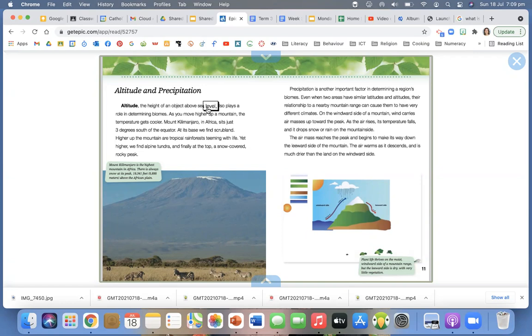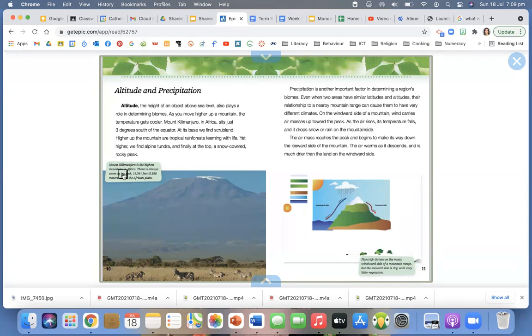Mount Kilimanjaro in Africa sits just 3 degrees south of the equator. At its base, we find scrubland. Higher up the mountain, a tropical rainforest teeming with life. Yet higher, we find alpine tundra. And finally, at the top, a snow-covered rocky peak.